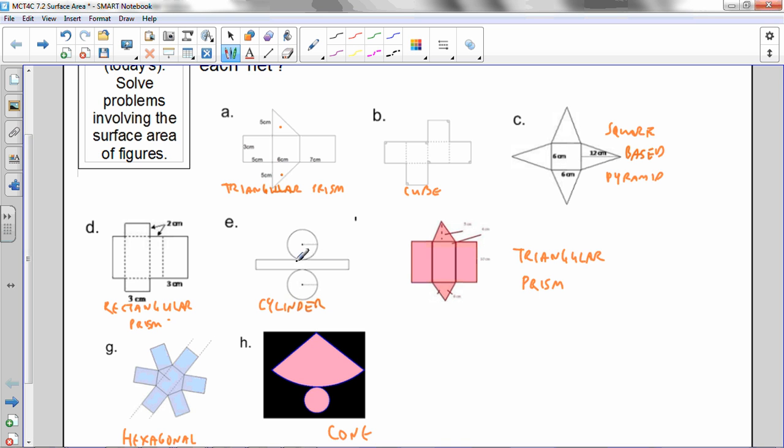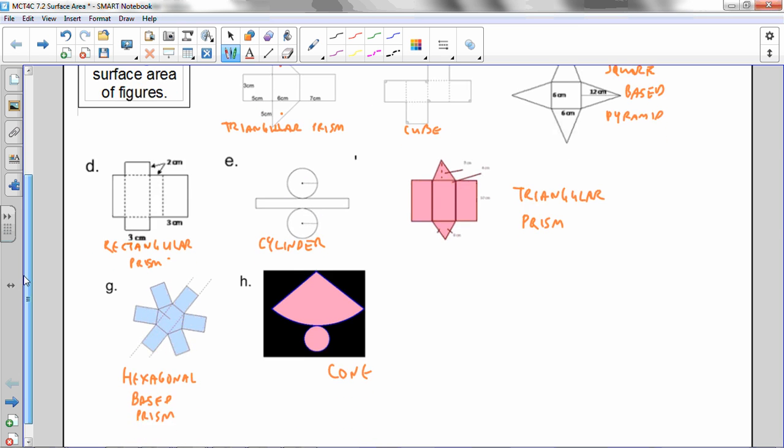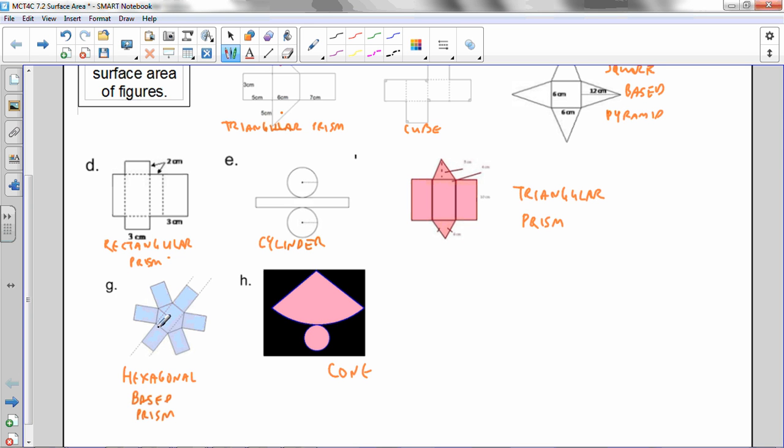This one is what a cylinder looks like if it was cut apart and laid flat. A cylinder would look like two circles and then a strip in between them. Another interesting one is this one here. This is the base, and we're missing the other base. The other base must have got thrown out or something. But the base is a hexagon, a six-sided figure.